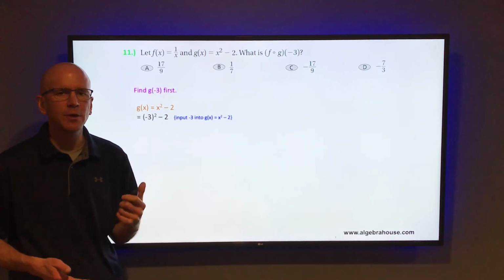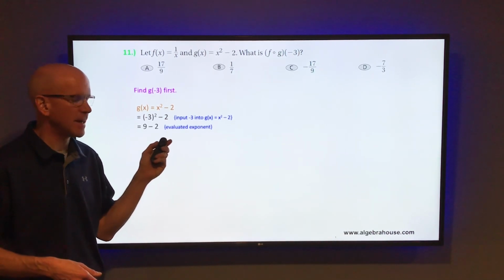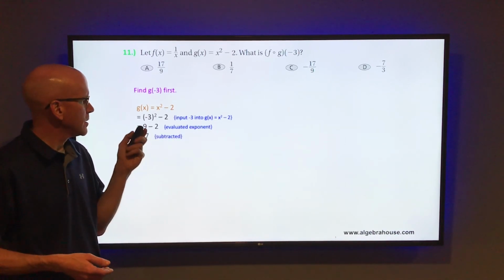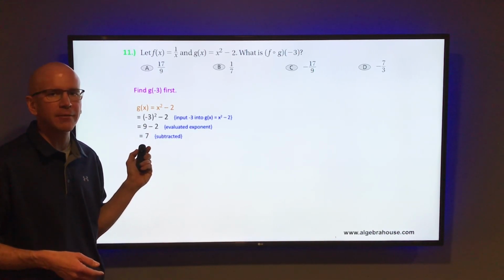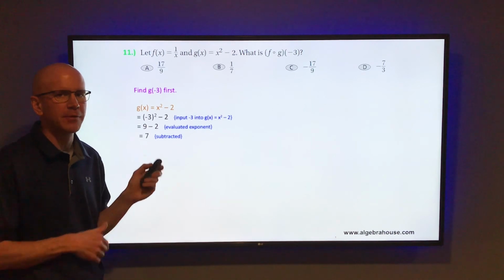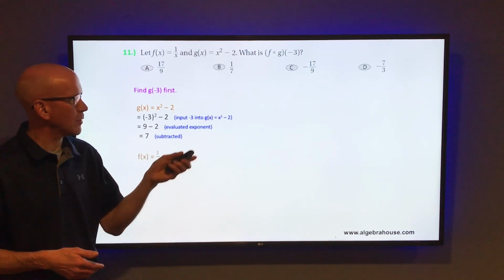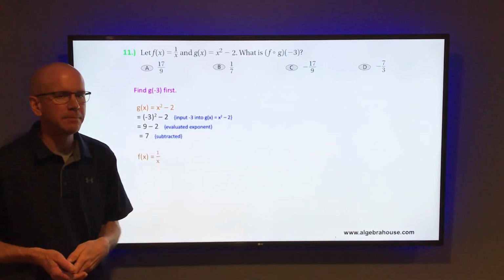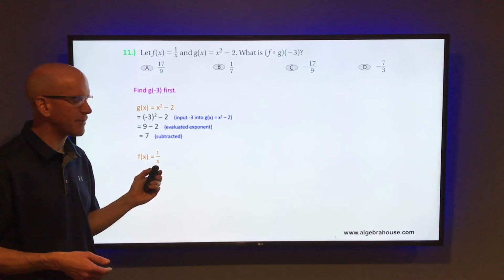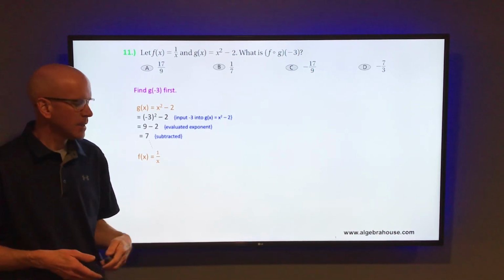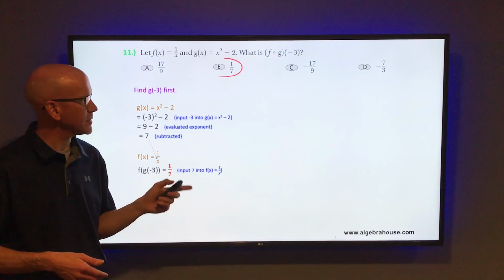When you square negative 3, that is positive 9. That is 9 minus 2, and that is 7. So g of negative 3 is 7. Now we're going to find f of that. So to find f of 7, or in other words, f of g of negative 3, just replace the x in f of x with that 7. So it'd be 1 over 7, and that is letter B.